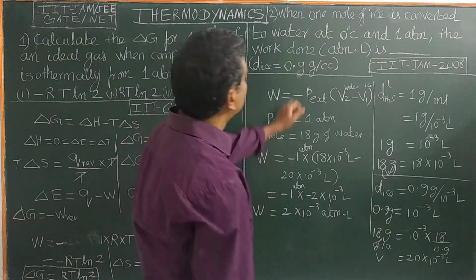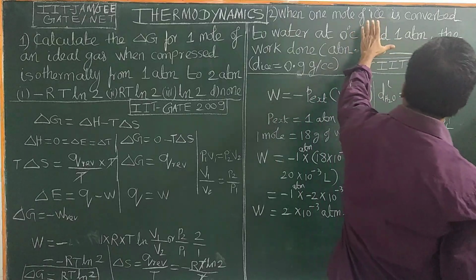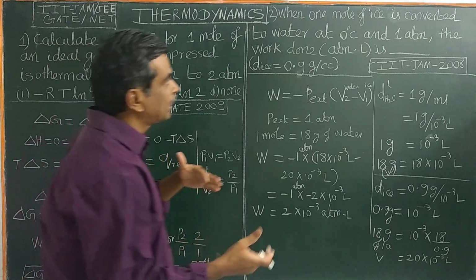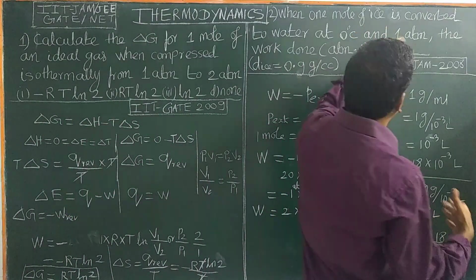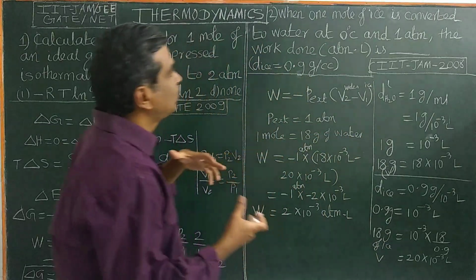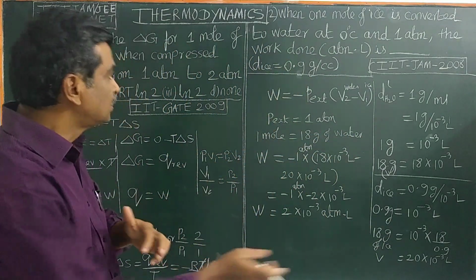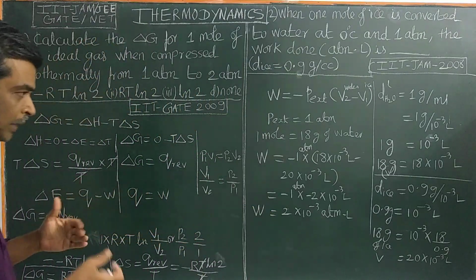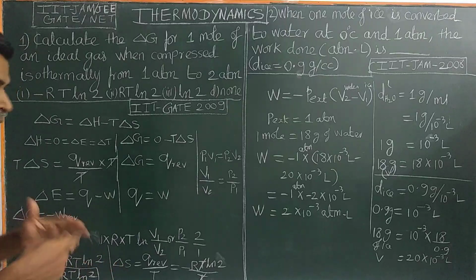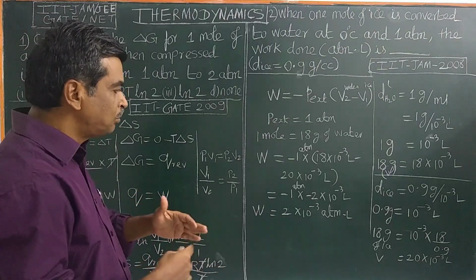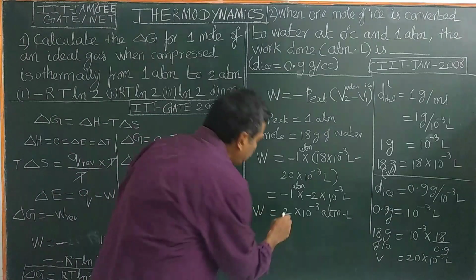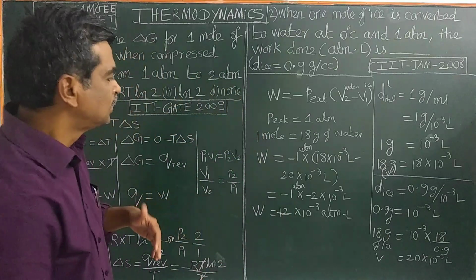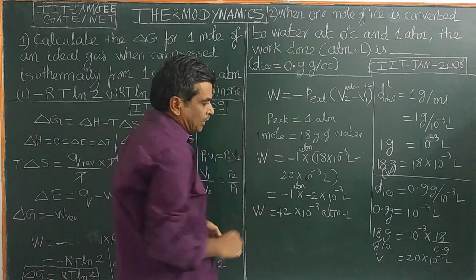Here, ice is in the solid state and is converted to the liquid state, so there is a volume change. The volume actually shrinks. There is a compression, therefore work is done on the system. As we have already given the notation, W negative means work is done by the system. This is plus, therefore work is done on the system. Thank you for watching.